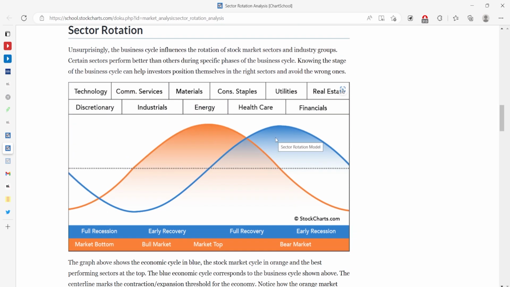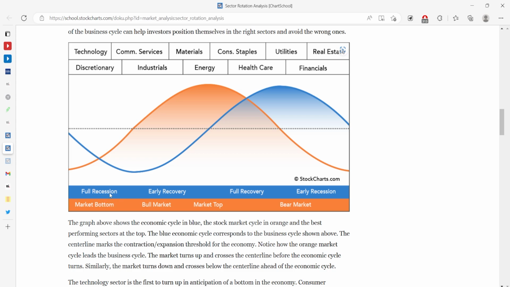Sector rotation. If we just glance at this model here, where we look at full recession, market bottom. Where's the market bottom? It's generally in the middle of the full recession. Once again, this shows that the market front runs the economy, right? We're in a full recession, but the market is already bottoming. The market generally tops prior to the economy topping. Remember, the market is forward looking.